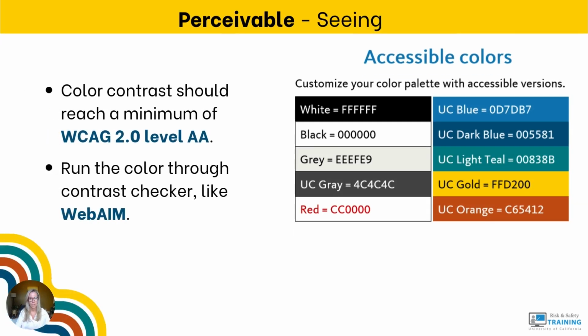So when using a color palette, color contrast should reach a minimum web content accessibility guidelines 2.0 level AA. So run the color through a contrast checker to see if it meets these minimum requirements. A popular one is WebAIM.